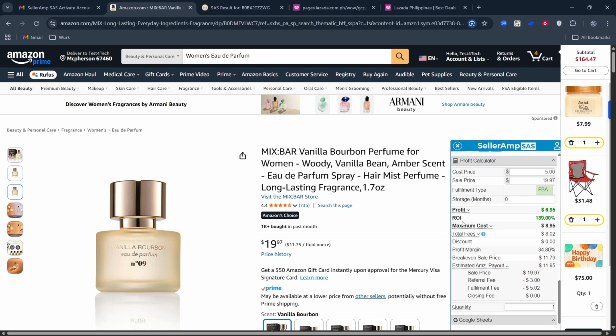Finally, avoid a common confusion. ROI is not the total money you get back. It's the profit percentage only. So a 30% ROI on a $10 cost means you earned $3 profit, not $13.